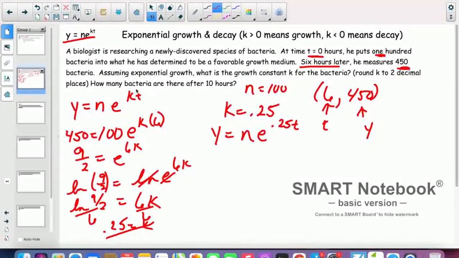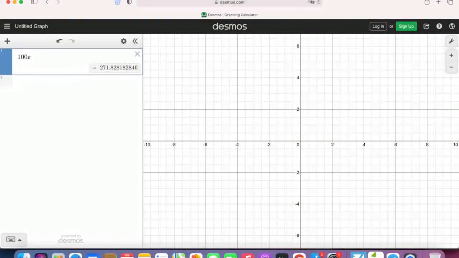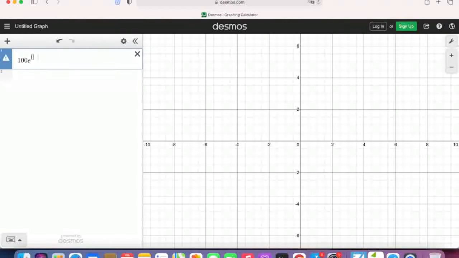It says, how many bacteria are there after 10 hours? My N was 100, my initial number of bacteria. So I'm going to replace T with 10. So I have y equals 100 e to the 0.25 times 10. And at this point, I can put all of that into Desmos at the same time. So that would be 100 times e, and then that is to the 0.25 times 10.